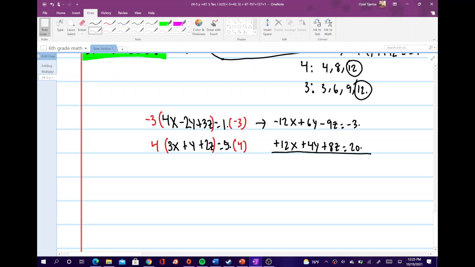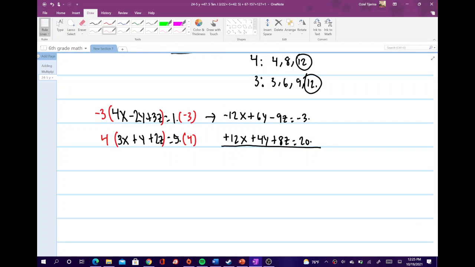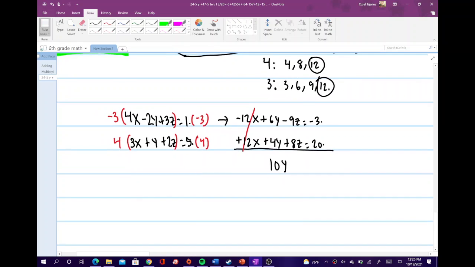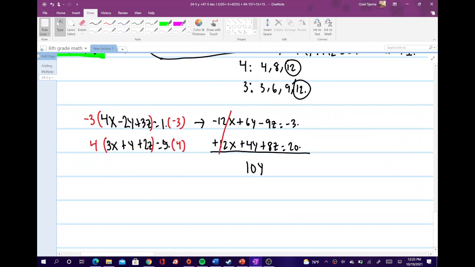Like I said, your goal is to eliminate the x. And when you have two numbers like this, you always want to use this method to understand what the common term is, so that to get to that common term, you just multiply both parts. But you have to make sure that one of them is positive and the other is negative, so that they cancel out. Okay. So we have negative 12x and 12x, that cancels out. 6y plus 4y is 10y, right? Negative 9z plus 8z is negative z. Negative 3 plus 20 is just 17, right?